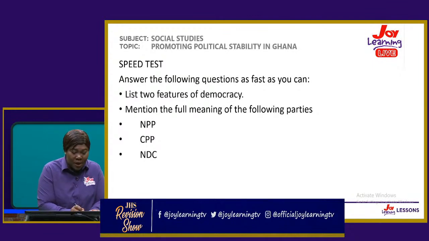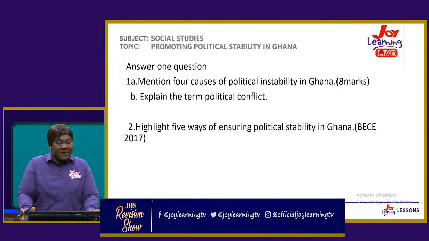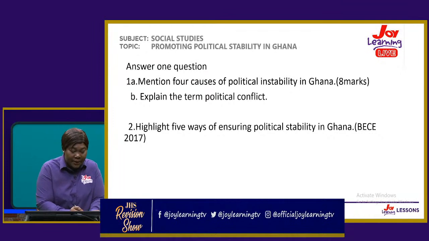Now let's go to the homework for the day. Question number one, write it down. Mention four causes of political instability in Ghana. That's 8 marks for you. Explain the term political conflicts. Question number two. That's a BCE question. So try your hands on it. Highlight 5 ways of ensuring political stability in Ghana.